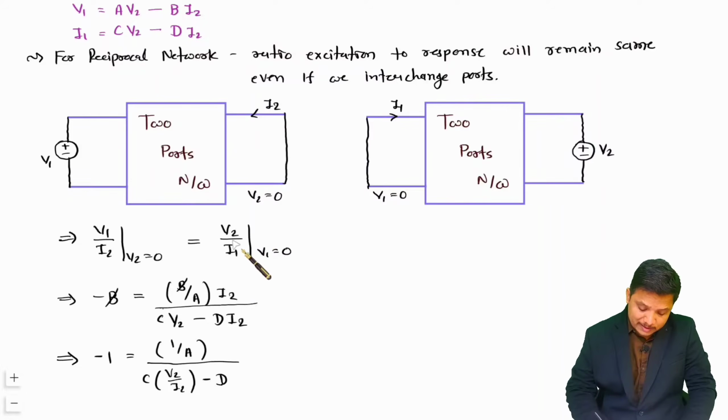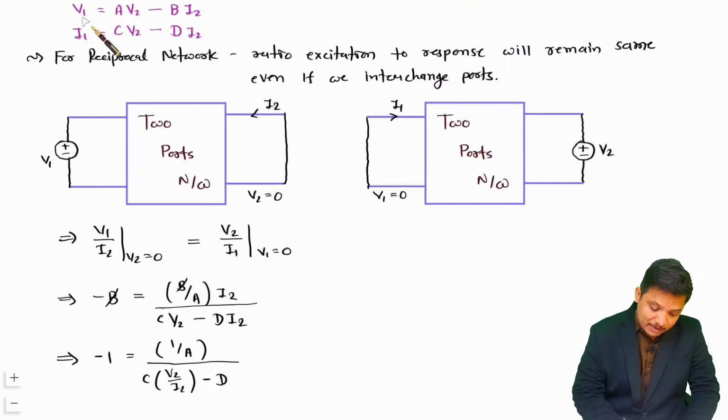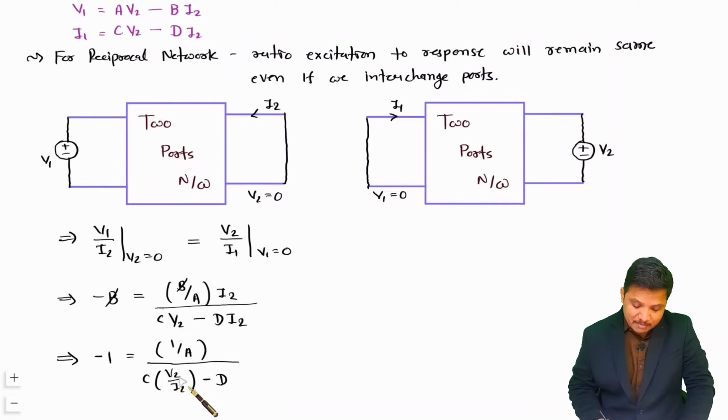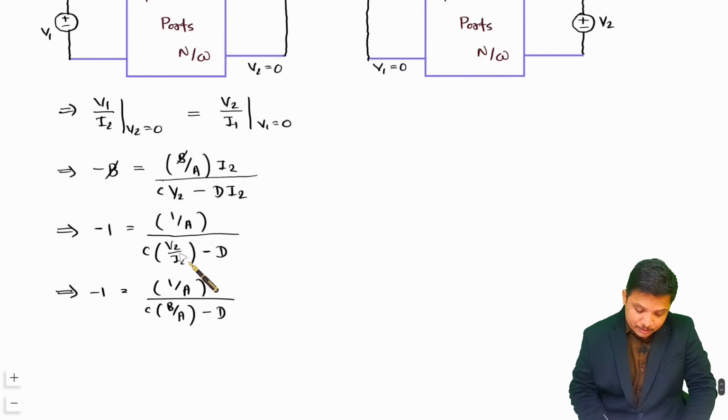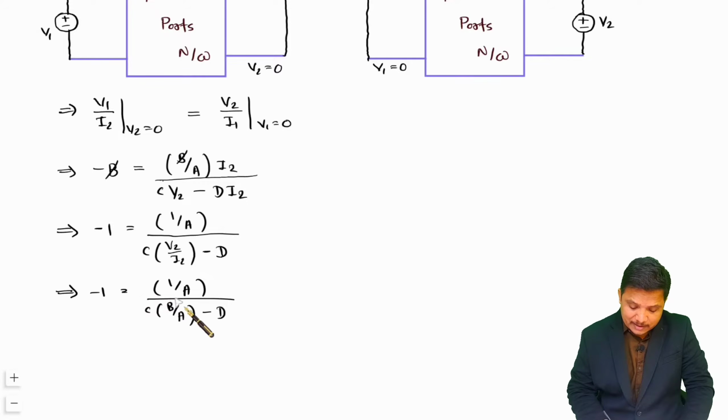Now on this side we have V1 equal to 0. So what is V2 by I2 when V1 is 0? When V1 is 0, V2 by I2 is B by A. So let us substitute B by A in place of V2 by I2 for this case. You see, I have substituted V2 by I2 as B by A. Now let us simplify this equation.